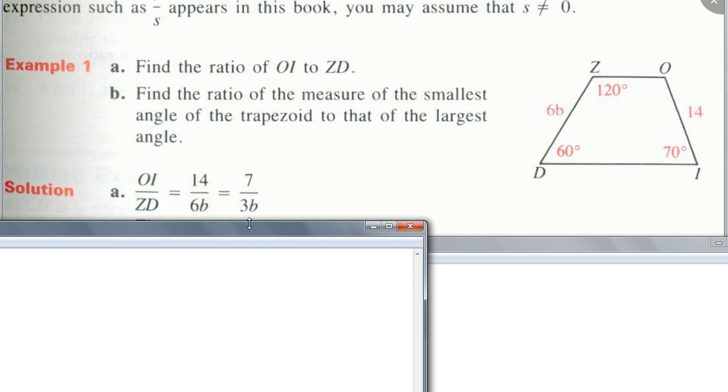All right, what about the ratio of the measure of the smallest angle of the trapezoid? Now they're telling you it's a trapezoid for the second part, okay? They're saying, what is the ratio of the measure of the smallest angle of the trapezoid to the largest angle? What do you guys think? Michael? 1 over 2. How many people agree with 1 over 2? How many people have a different idea? Why did you say 1 over 2, Michael?